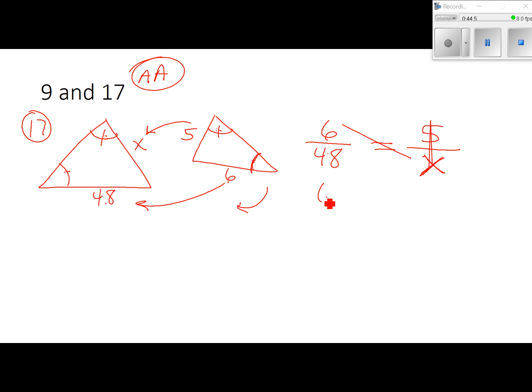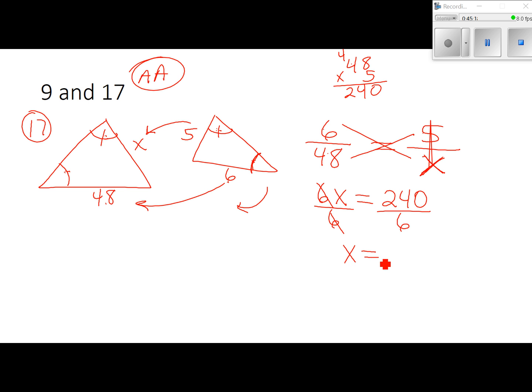Then we just cross multiply, you get 6 times x, 6x. Here you get 5 times 48. We multiply that out. I have my calculator with me. That's 240. And then to solve for x, all we're going to do is divide both sides by 6. You end up with x equals 240 divided by 6.